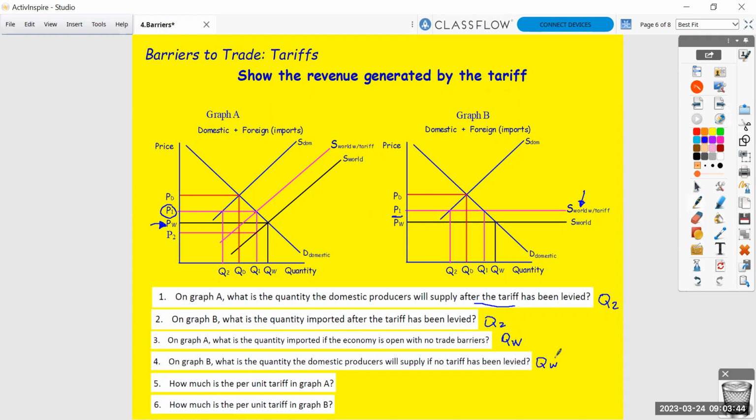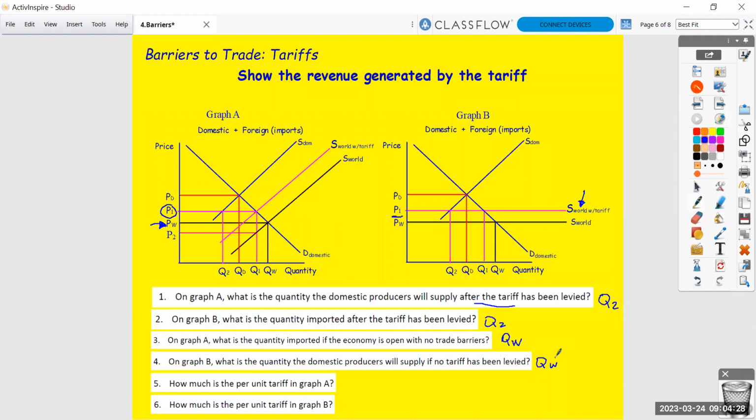Now, I'm not asking how much would be imported here, although I could, it's going to be exactly the same as it would be in our quota. The reason that I want you guys to look at these two graphs is to make sure that you're aware of how they're the same and how they're different. We're still looking at what's the world price. We're looking at where it intersects the domestic supply to determine the domestic production. And then we're going to look at the differences between the domestic supply and the world supply to get the amount imported. Now, the last part here that's a little different is the per unit tariff and then shading in the tariff revenue or the tax revenue.